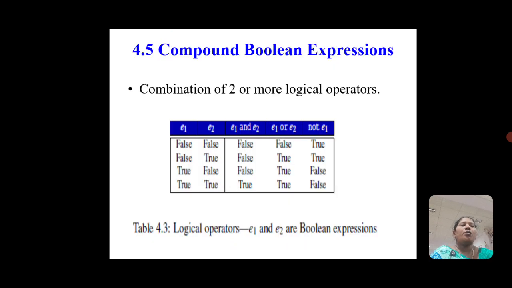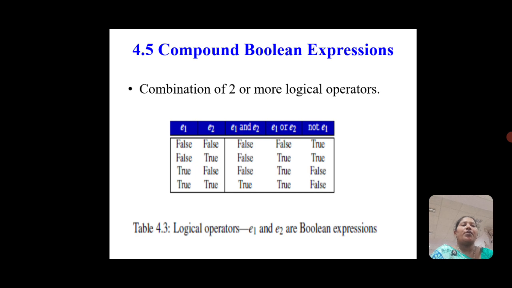The next one is compound Boolean expression. It is nothing but a combination of two or more logical operators, called compound Boolean expressions. For example, assume you have two expressions E1 and E2. If you are using the AND operator, the value will be true only if both the expressions have the true value. Otherwise, everything will be false. If you are using an OR operator, in that case, if any one of the expressions is true, you will get the true value. If both the expressions are false, you will get the false value.